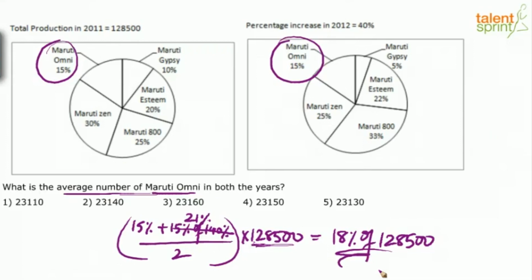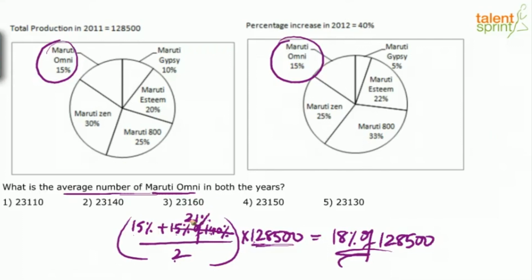You're getting it? 15% plus 15% of 140%, divided by 2. Now 15% of 140% is like percentage of percentage, right? X percent of Y percent, so we know that it is XY by 100%. Or simply take 15% as 10% plus 5%. So 10% of 140 is 14, 5% of 140 is 7, 14 plus 7, 21, 21%.